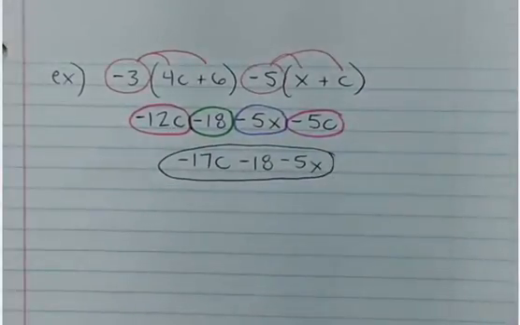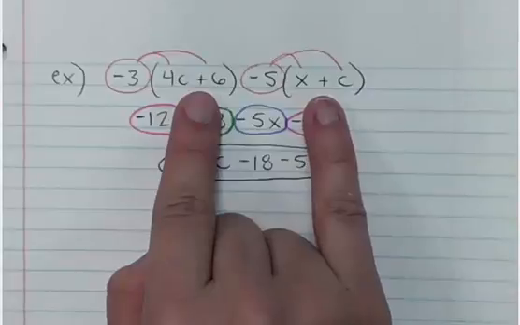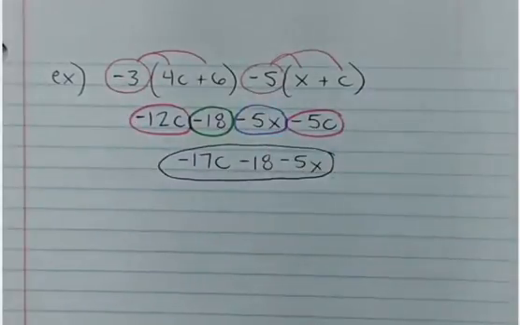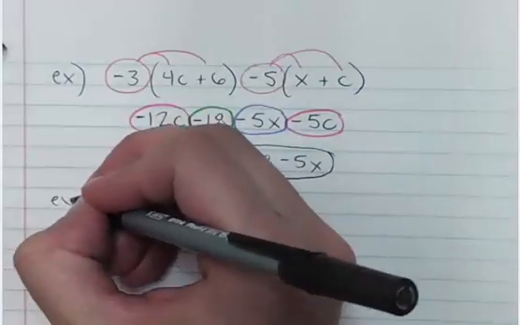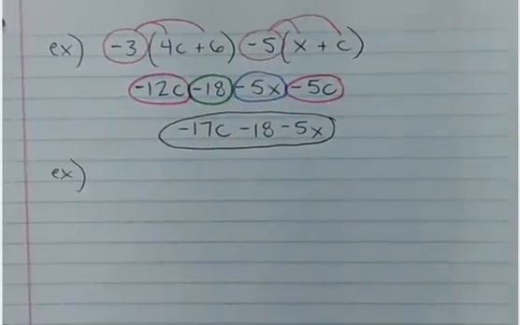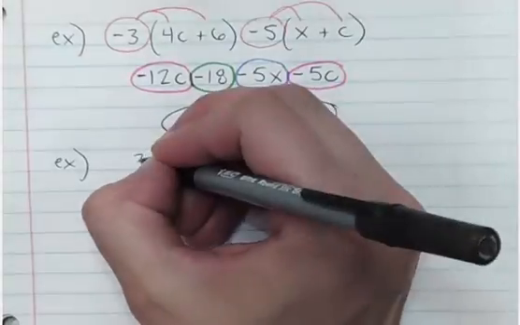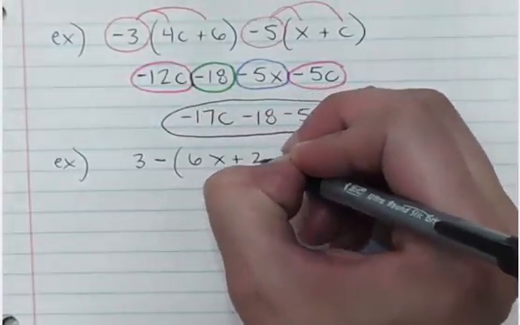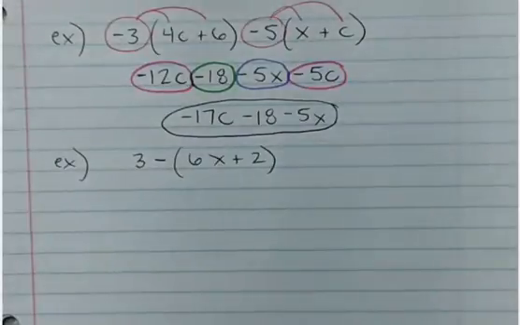Now that's not in standard form, so you can write it in standard form. But that's how we would simplify something like that. If I have 2 sets of parentheses, I need to make sure I'm distributing that number in front of it for each one. Okay, let's see how many of you I can trick for this next one. Let's do 3 minus parentheses 6x plus 2. Go ahead and take a second to solve that. I'm going to see how many of you guys can get it right.